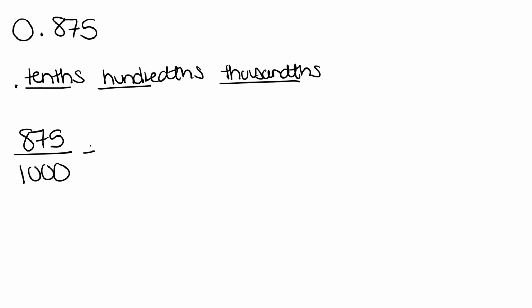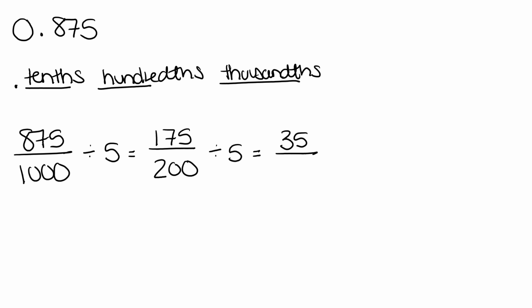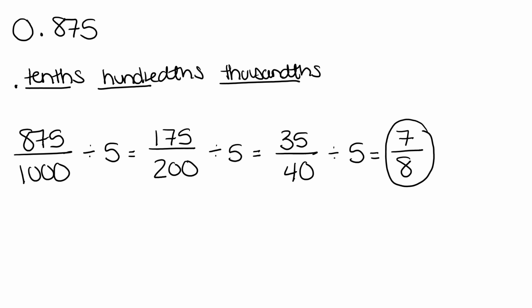To simplify the fraction, we can divide both of them by 5. 875 divided by 5 is 175. 1,000 divided by 5 is 200. We can simplify that fraction again, dividing both numbers by 5. 175 divided by 5 is 35. 200 divided by 5 is 40. We can simplify that fraction again. We divide both numbers by 5. 35 divided by 5 is 7. 40 divided by 5 is 8. 7/8 is our final simplified fraction.